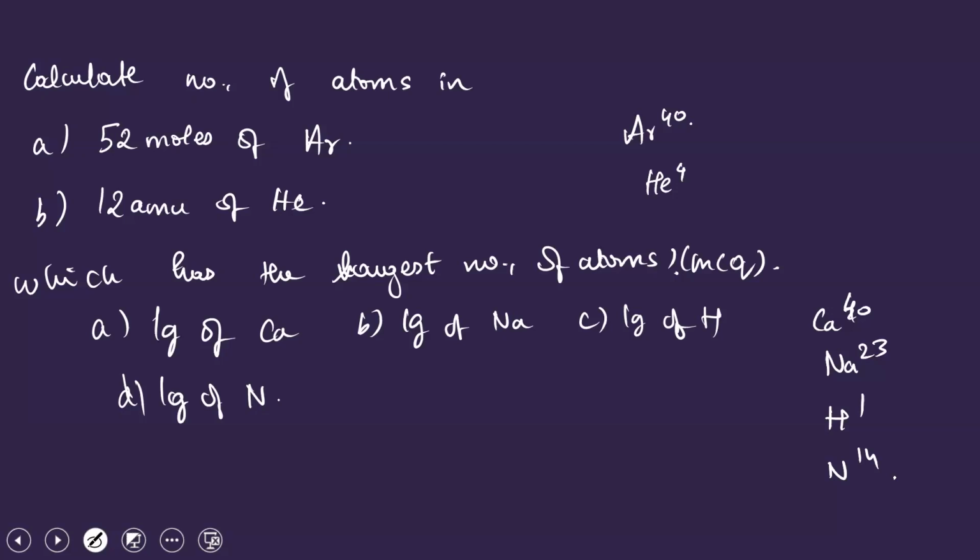Shall we go to the next? First question: calculate the number of atoms in 52 moles of argon. Correct? So 1 mole of argon has 6.0... Number of... இப்போ என்ன கேட்குறாங்க? மோல்ல இருந்து number of atoms கேட்குறாங்க.